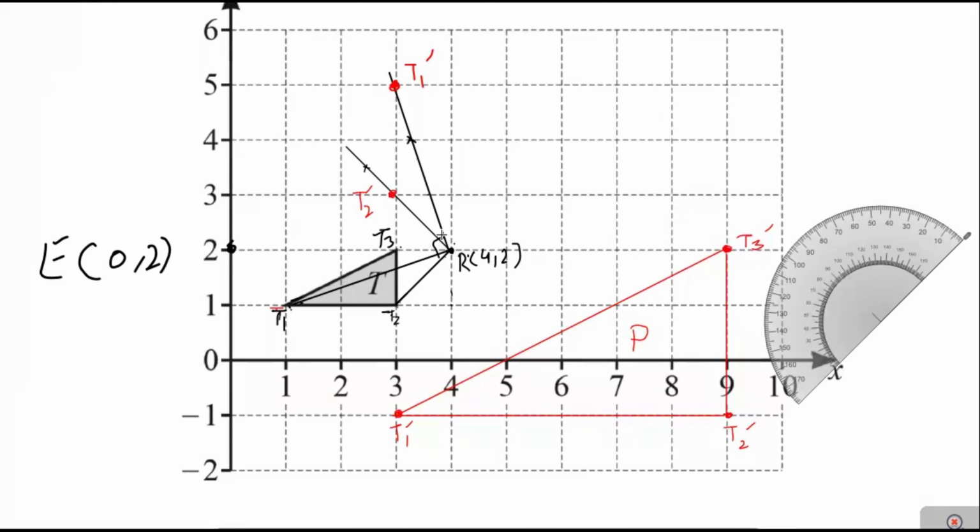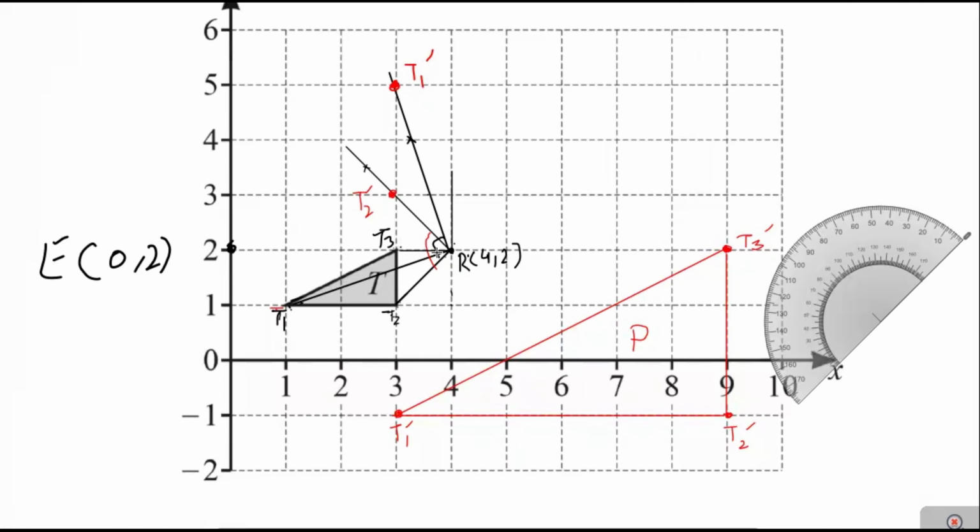And see this, this angle is also 90°. Next is T3 to R. Now we will take the rotation of this point T3 90° clockwise. It's very simple, because when you join this point T3 to R, the 90° will be this line. This line will be the 90°.